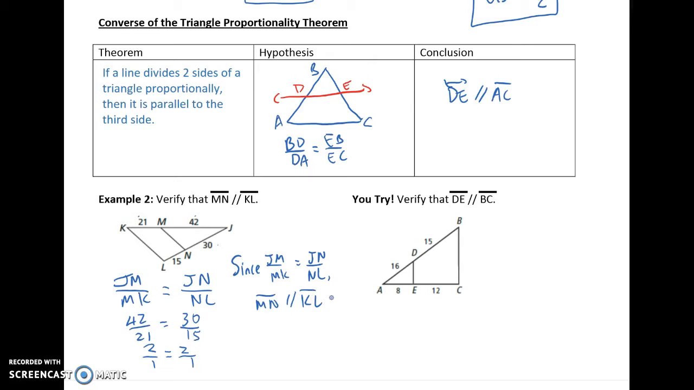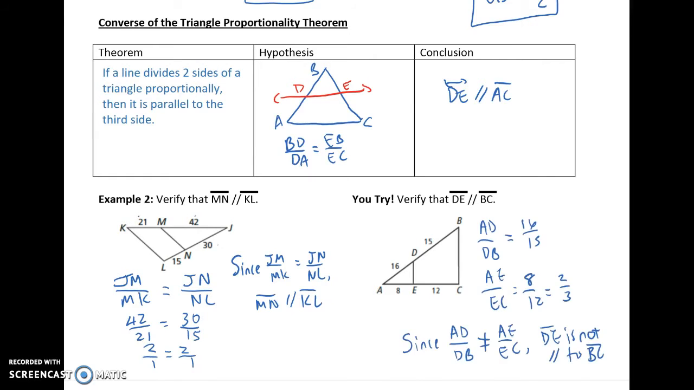All right, go ahead and try that U-try problem and tell me what you think here. So once again, you're checking the pieces, right? AD over DB. Would that end up equaling AE over EC? Well, 16 over 15 doesn't reduce any farther, but 8 over 12 gives us 2 over 3, and those are clearly not the same. So no, we don't have our parallel segments here.